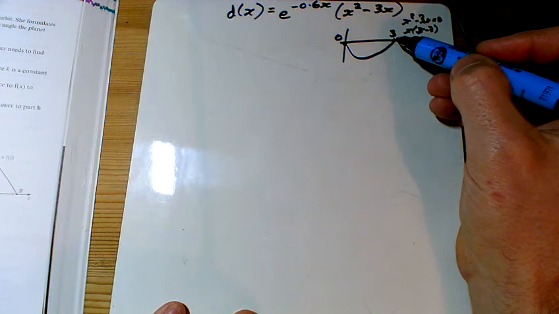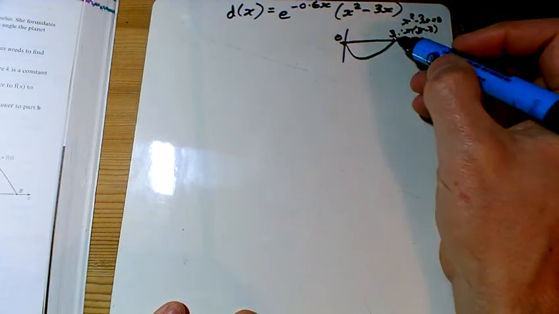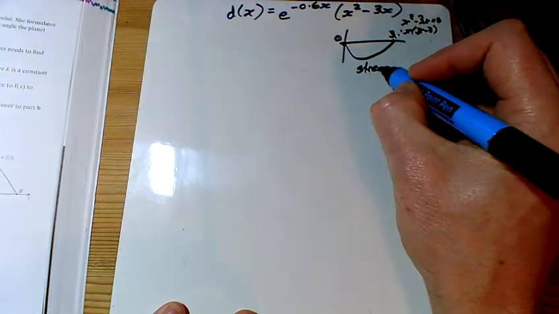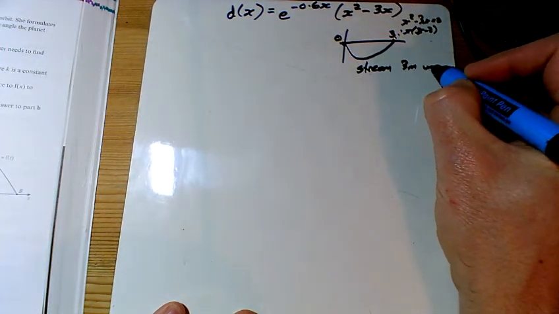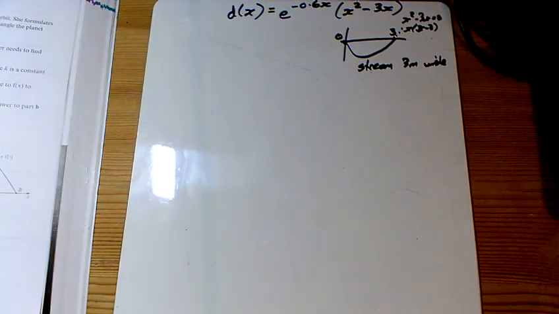Of course, what would happen if you were more than 3 is it would start going up into the air there, and the depth of the stream can't be up there. So I think you're just going to say the stream is 3 meters wide. That would be my interpretation of why you're going from 0 to 3.